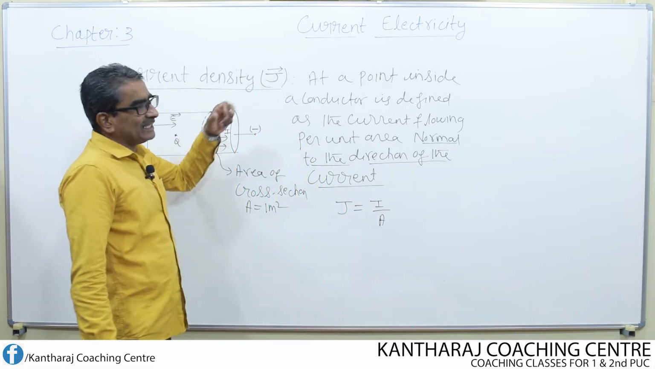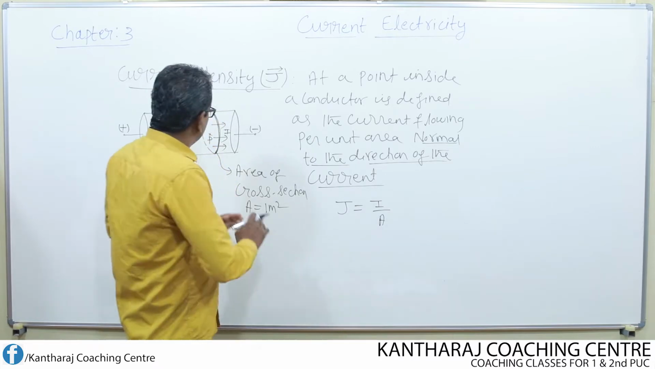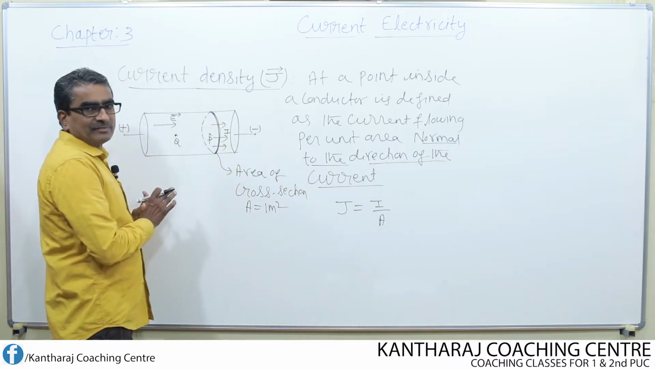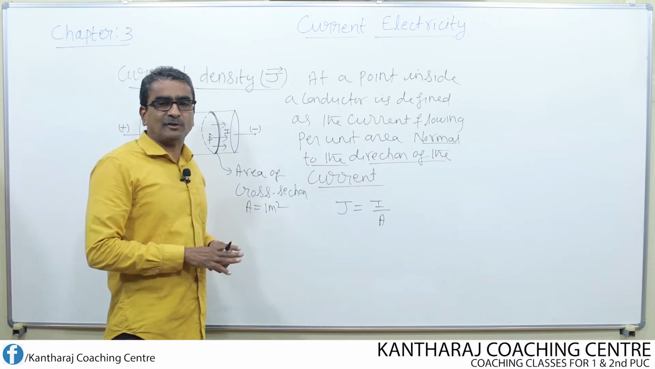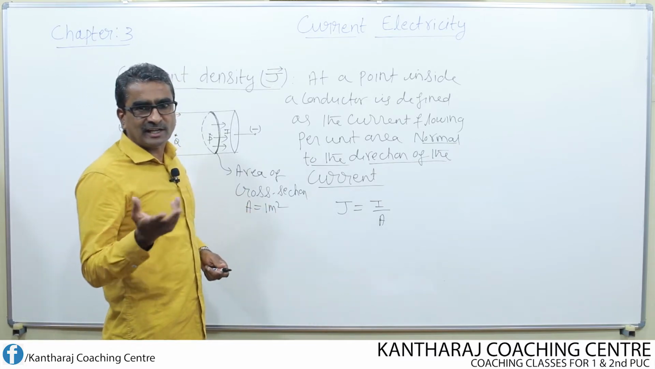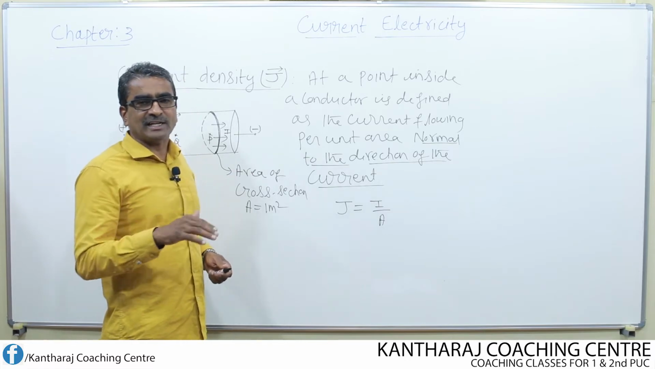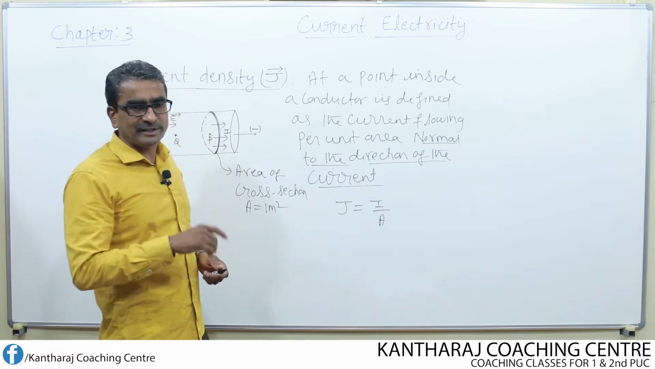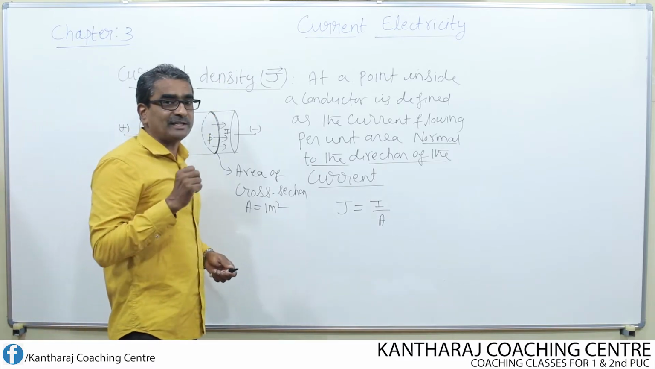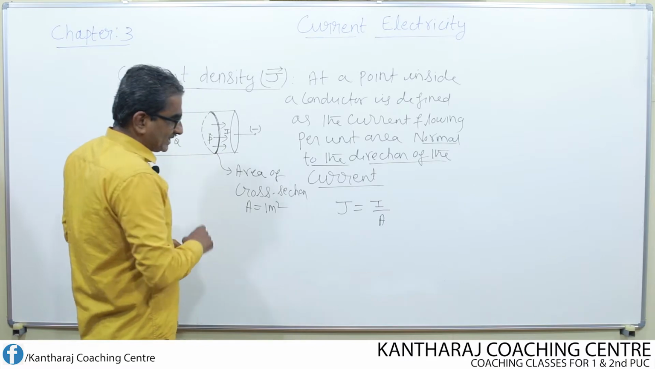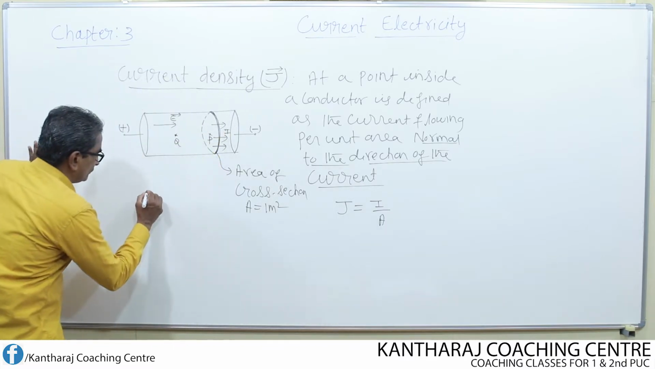I told you that current density is a vector quantity. See, the peculiar thing is, current is a scalar quantity, we know very well, because it follows only the laws of scalar addition. Since it does not follow the laws of vector addition, current is always considered a scalar quantity. Then how does the current density become a vector quantity? Let us understand this.